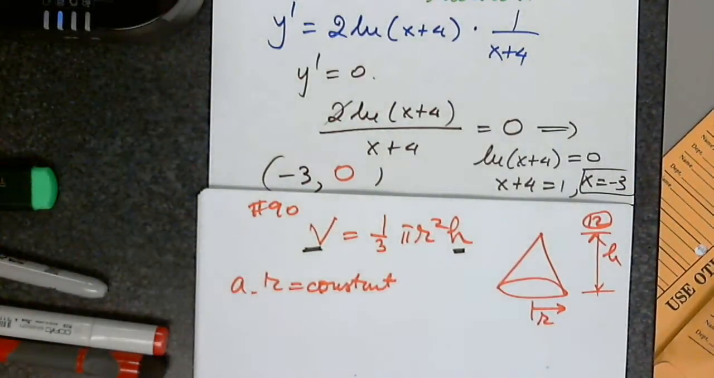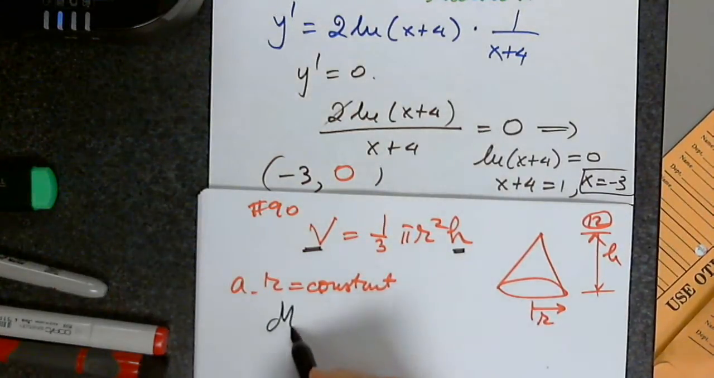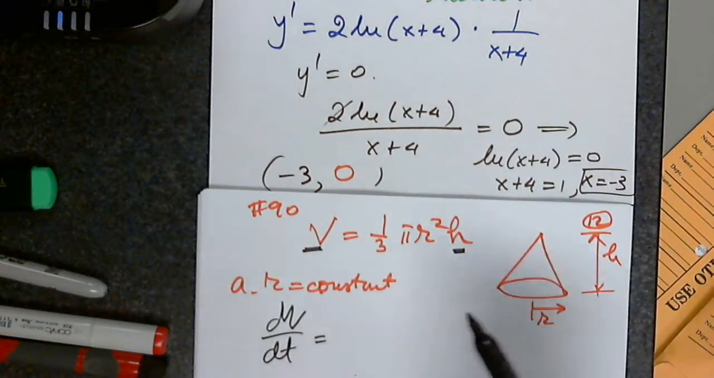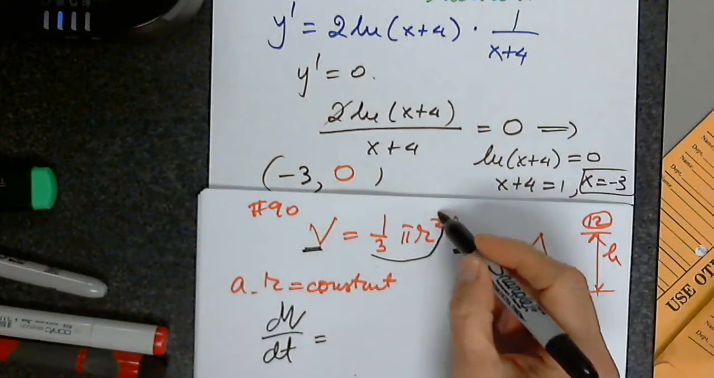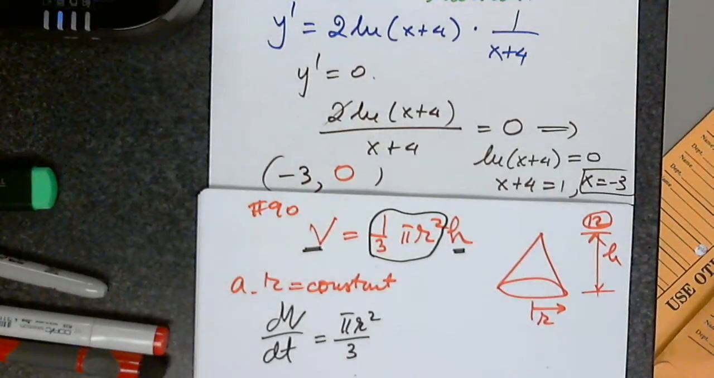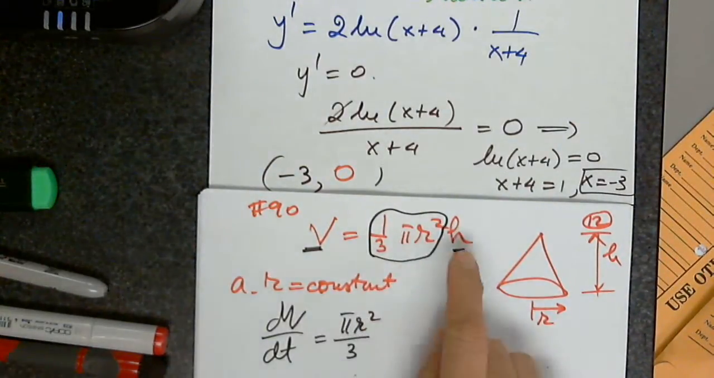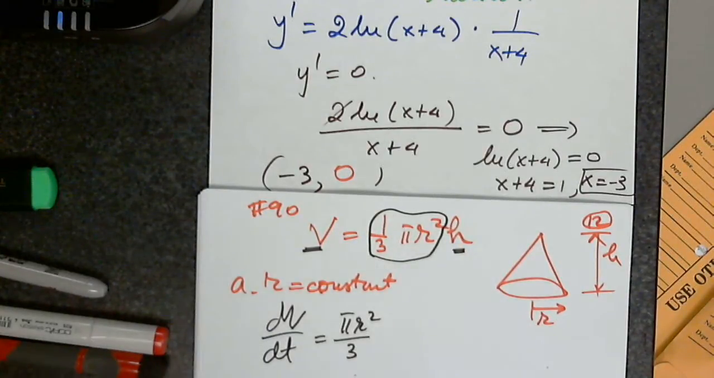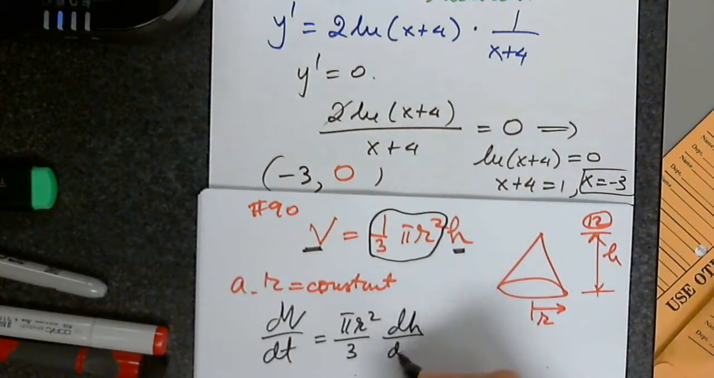So we are asked to find the rate of change of volume, which is dV over dt, keeping this constant. So it's pi r squared over 3. That's constant. So this is a constant, stays outside. And now I differentiate this. What do I get? Yes, dh over dt.